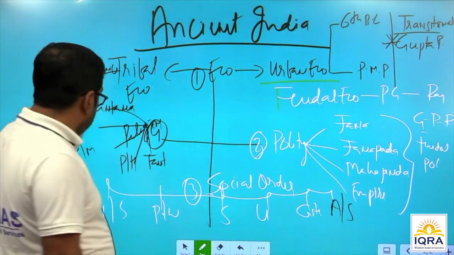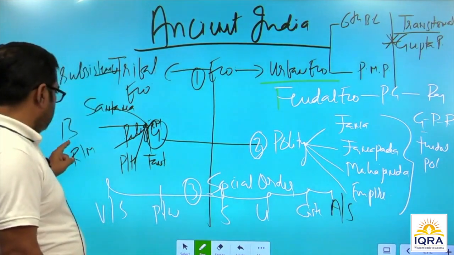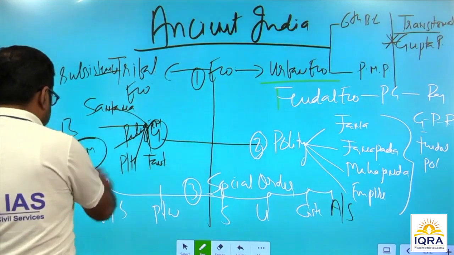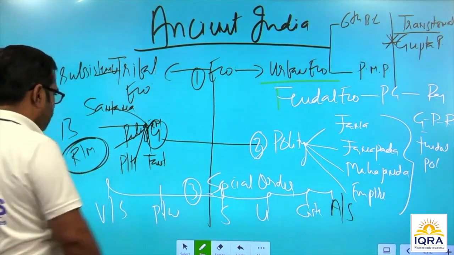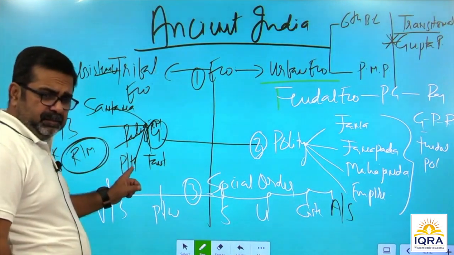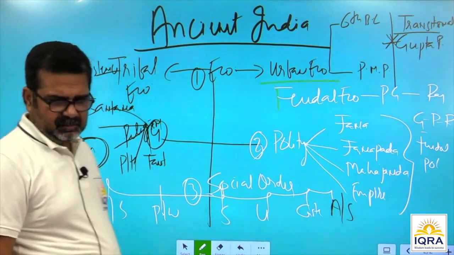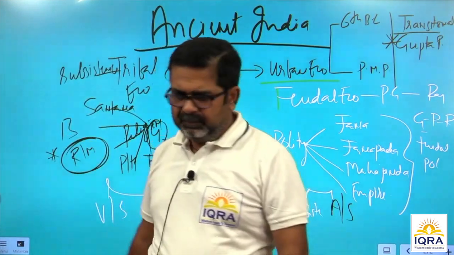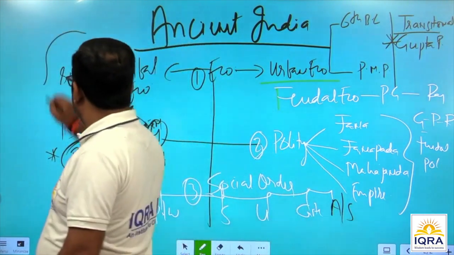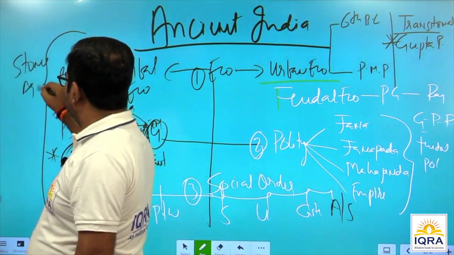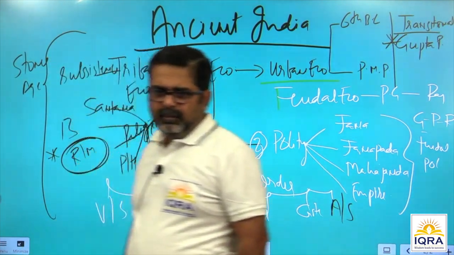Sanatan, Brahmanism, religious movements, Puranic Hinduism and Tantricism. Then Stone Age, evolution of human being. Evolution.